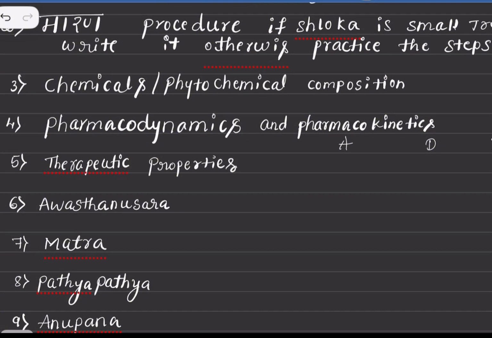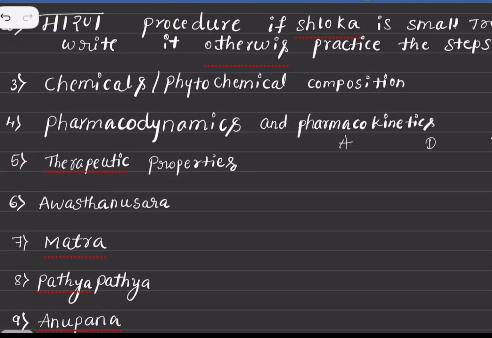The next one is therapeutic properties. Here, therapeutic properties means what the rasa of the bhasma is, what the virya, guna and karma will be. We have to mention those. By using any tips and tricks, we have to remember the therapeutic properties.